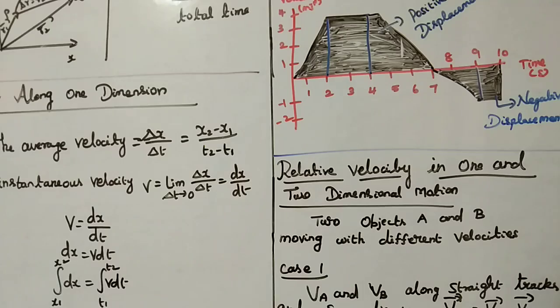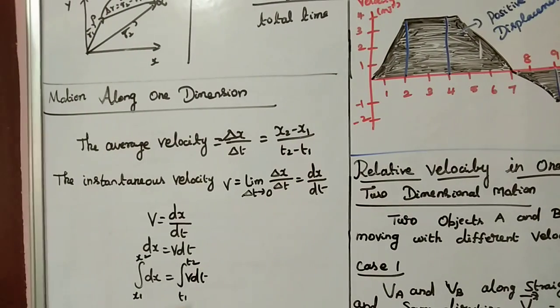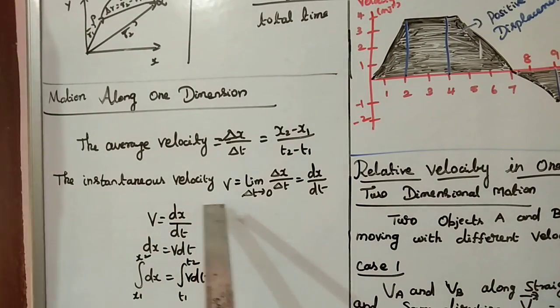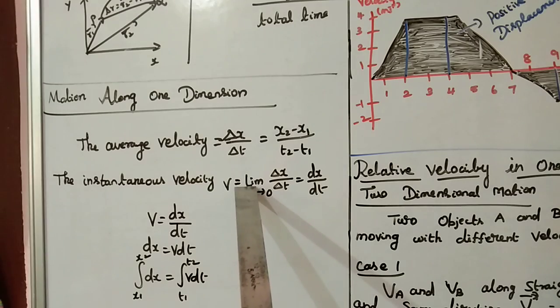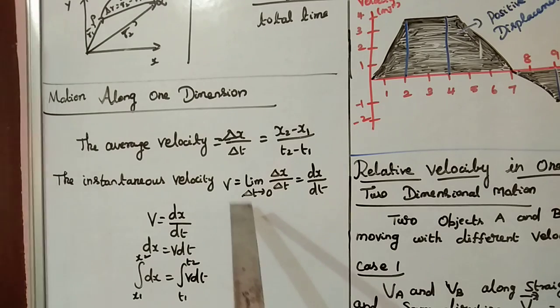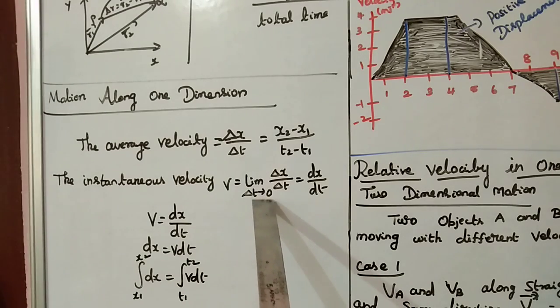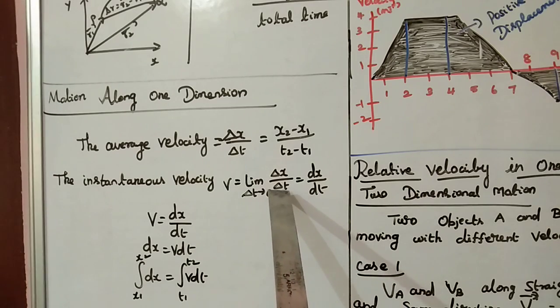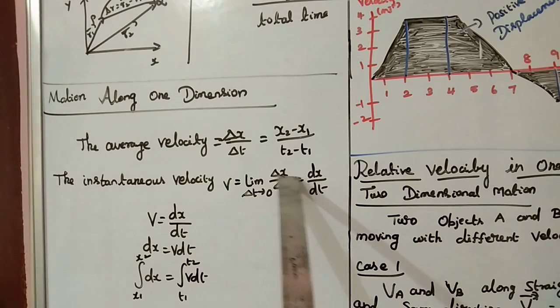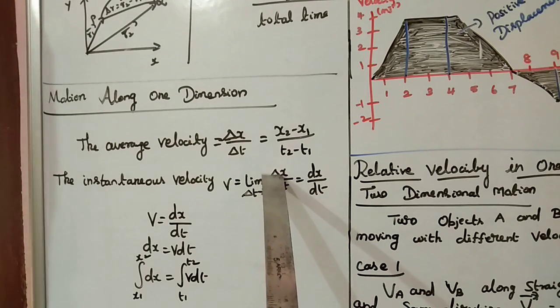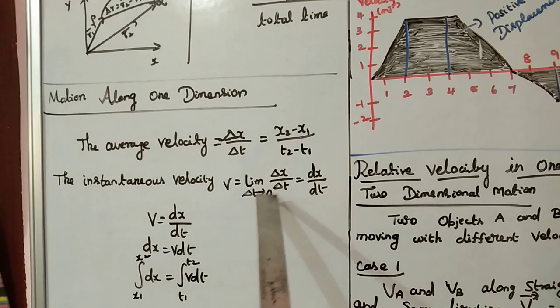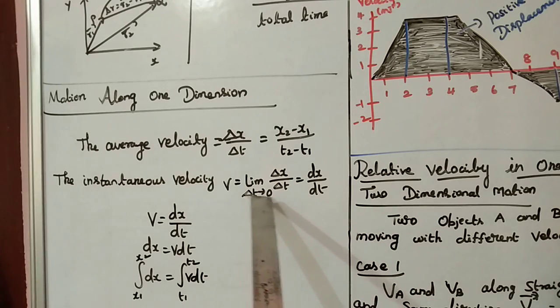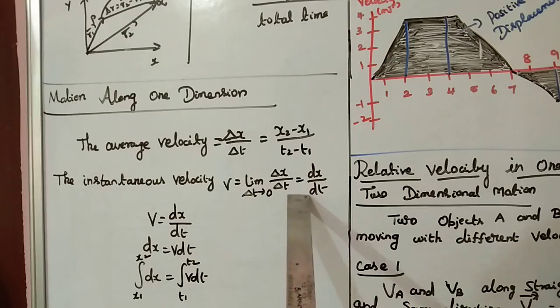The instantaneous velocity. When instantaneous velocity comes up, we take the time interval to the limit, delta t tends to 0. Why do we put this limit only on delta t? Because delta t varies. It is an independent value and delta x is a dependent value. So we put the limit delta t tends to 0 on the time interval.